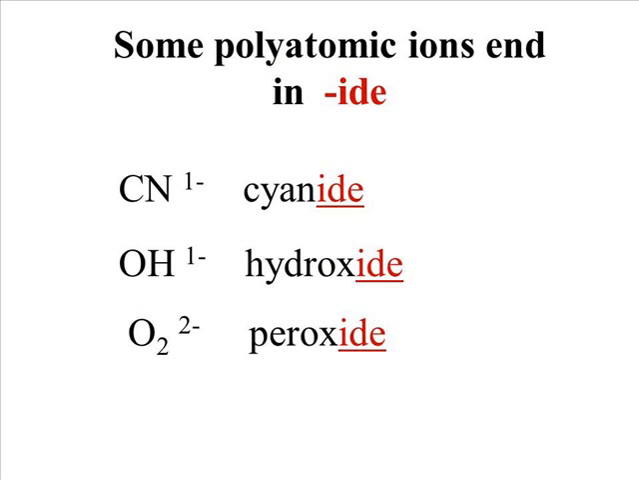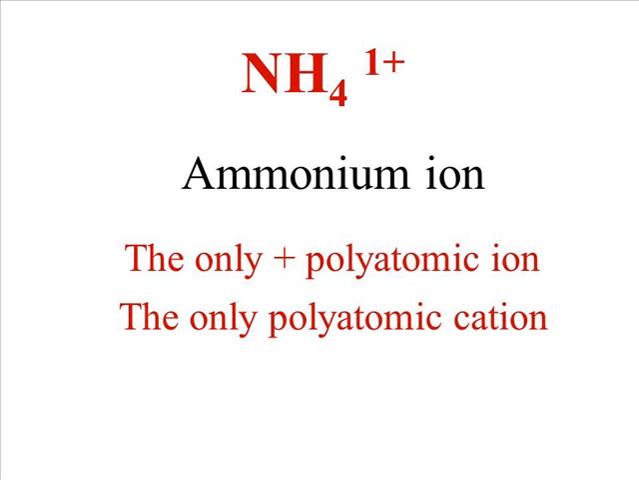Some of your polyatomic ions will end in IDE, but you won't confuse those with the binary ions once you have some practice. So cyanide, hydroxide, and the peroxide ion are polyatomic ions that do end in IDE. The ammonium ion is the only positively charged polyatomic ion. It's the only polyatomic cation. So like any cation, it will be written at the beginning of the formula.